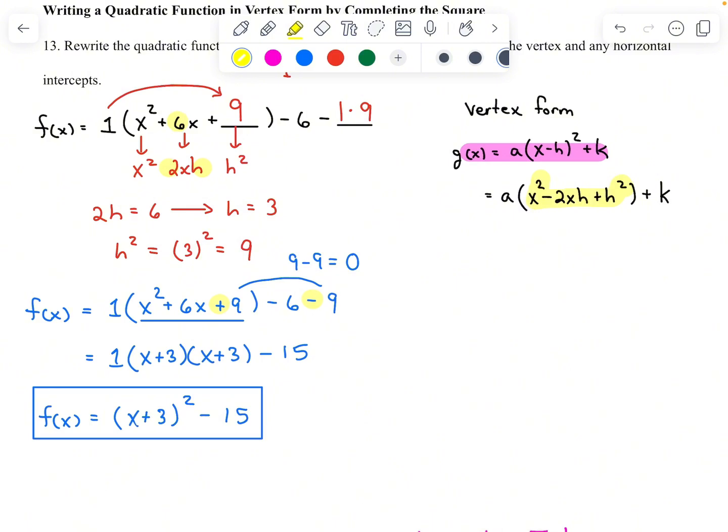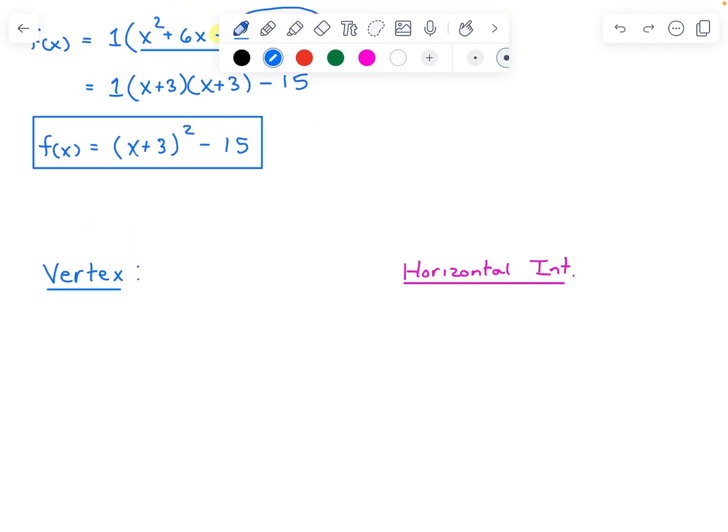Okay, so now let's find the vertex and any horizontal intercepts. To find the vertex, I'm going to rewrite f of x as x minus negative 3 all squared minus 15. So the vertex is negative 3, negative 15.